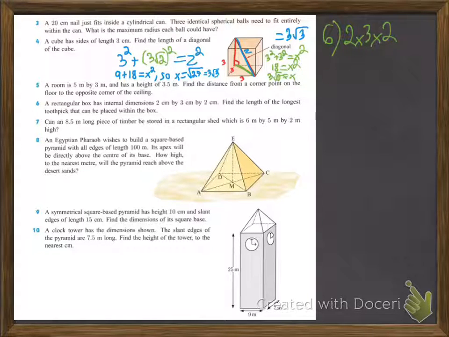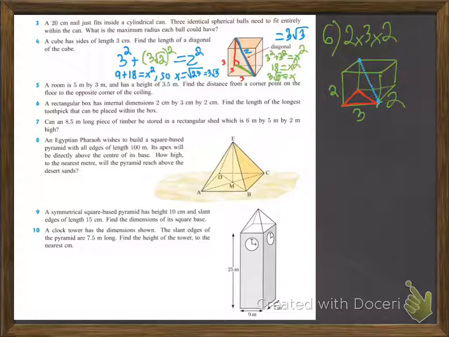The final example I intend to do is number 6, where they talk about a rectangular box with internal dimensions of 2 centimeters by 3 centimeters by 2 centimeters. So let's go ahead and draw that. We've got the box right here, and it is 2 by 3 by 2. Let's draw the back, so it is a 3D figure. And we have to find the diagonal, that blue dotted line there, that connects the opposite corners of the box.